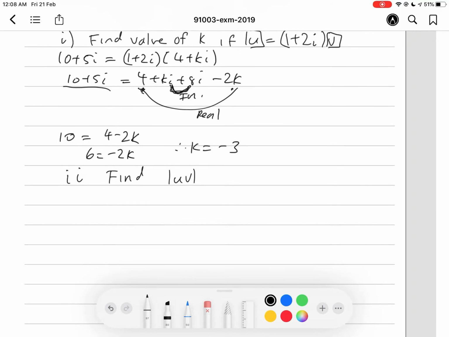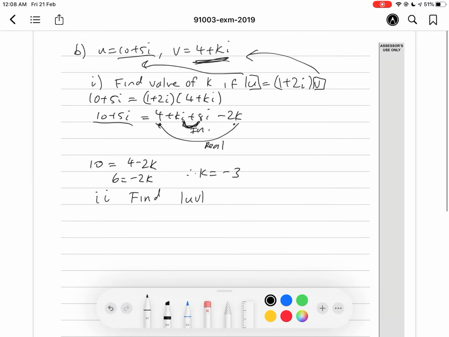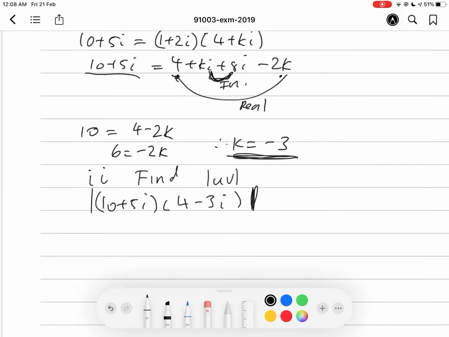Question ii. Calculate the modulus of uv. So once again, we had u as 10 plus 5i, so we're trying to find the modulus of 10 plus 5i multiplied by v, which we found, the last answer we found that k is negative 3, so we can say 4 minus 3i. Alright, so in order to find the modulus, we should expand everything inside the modulus first and then find the modulus of whatever is the result.